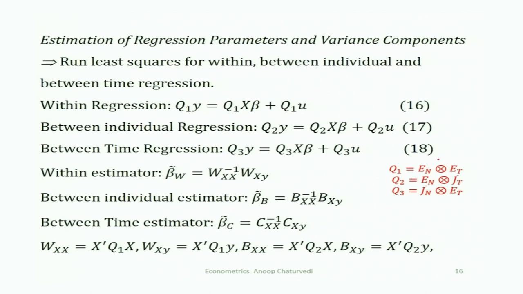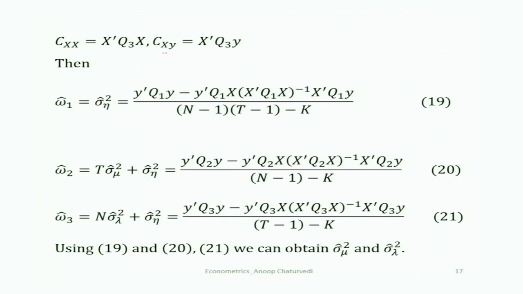And then using these three equations, we get the within estimator β̃_W equal to W_xx inverse W_xy, the between individual estimator β̃_B equal to B_xx inverse B_xy, and the between time estimator β̃_C equal to C_xx inverse C_xy. Here W_xx is equal to X transpose Q1 X, W_xy is X transpose Q1 y. Similarly, B_xx is X transpose Q2 X, B_xy is X transpose Q2 y. And similarly, you can define C_xx and C_xy also. So, this is the expression for C_xx and this is C_xy.